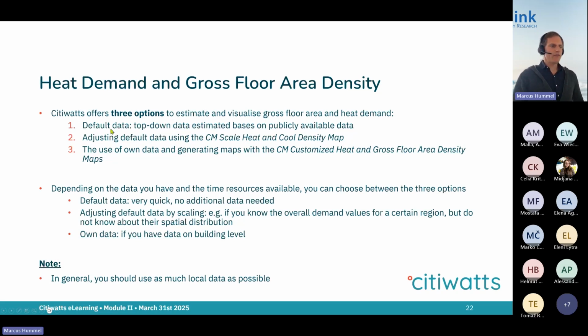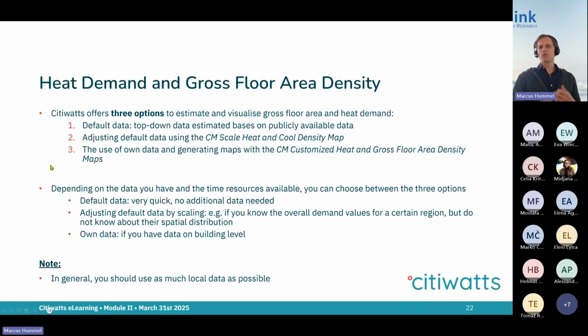A second option: imagine you know how much heat is demanded in the entire area you analyze, but you don't exactly know where. You never did an analysis of where the buildings are, where more people live, where there is more activity. What you can do then is simply scale those maps by a certain factor. You can look at how much the total heat demand in that default data is, and then scale those maps to the values that you know. So that's number two.